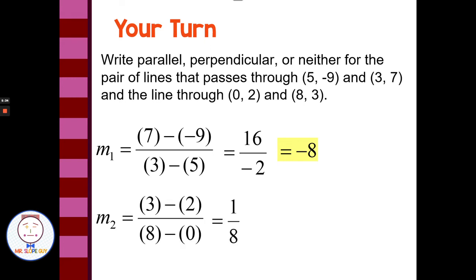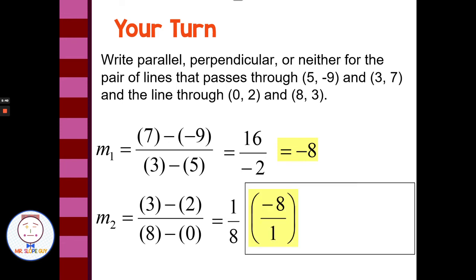All right, so are they negative reciprocals? Well, we could check the math real quickly. We could just multiply them together and see if we get -1. Well, -8/1, or -8, times 1/8 would give me -8/8, which is -1, so they are perpendicular, because the product of their slopes is -1, or we have negative reciprocals for slopes.